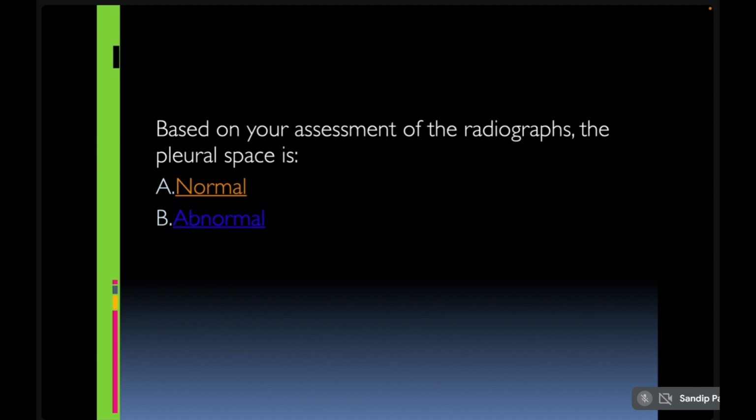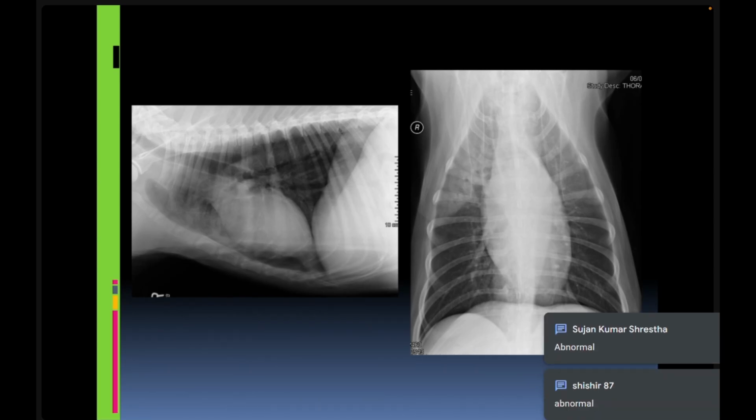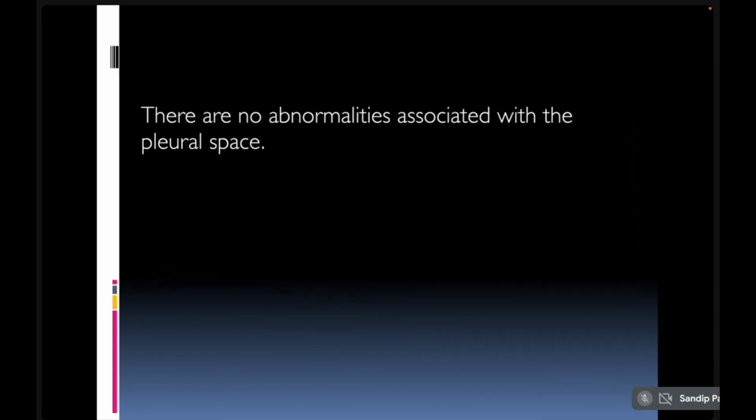So pleural space, we already discussed how pleural space looks like, how it should look. So the pleural space is, in this condition, normal or abnormal? So if we say pleural space is abnormal, we should be able to see pleural space actually. If we cannot see pleural space, that means it's normal. Normal pleural space is not visible. So now definitely there is no abnormal condition with the pleural space.